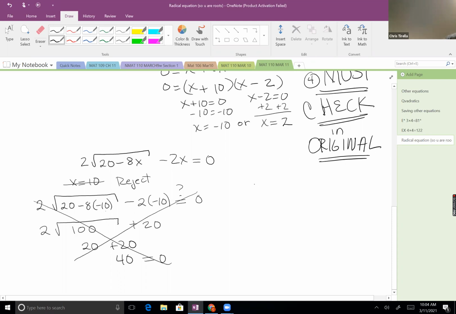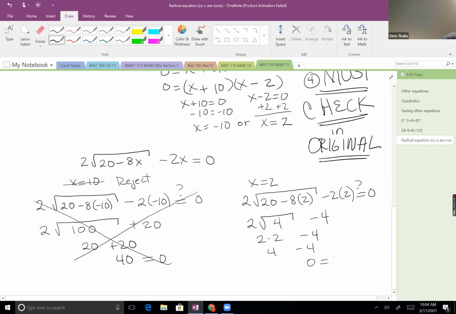So let's hope our other answer works. If x equals 2, substituting into the original, I get 2 times the square root of 20 minus 8 times 2, minus 2 times 2. Does that equal 0? Well, that gives me 2 times the square root of 20 minus 16 is 4, minus 4. So that's 2 times 2 minus 4, or 4 minus 4, or 0 equals 0, and it checks. And so my only viable solution is x equals 2.